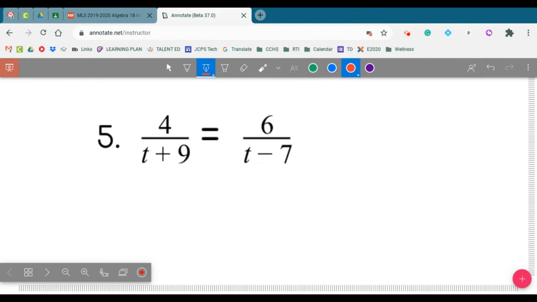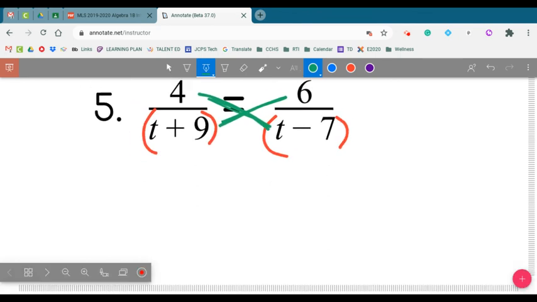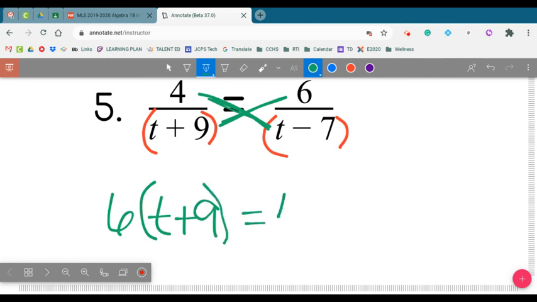Okay, next one. I'm going to start by putting my 2 in parentheses. So I'm going to do 6 times t plus 9 and then 4 times t minus 7. It does not matter if you put 4 times t minus 7 first or 6 times t plus 9 first. Just make sure the 6 stays with the t plus 9 and the 4 stays with the t minus 7. So I'm going to do 6 times t plus 9 equals 4 times t minus 7.